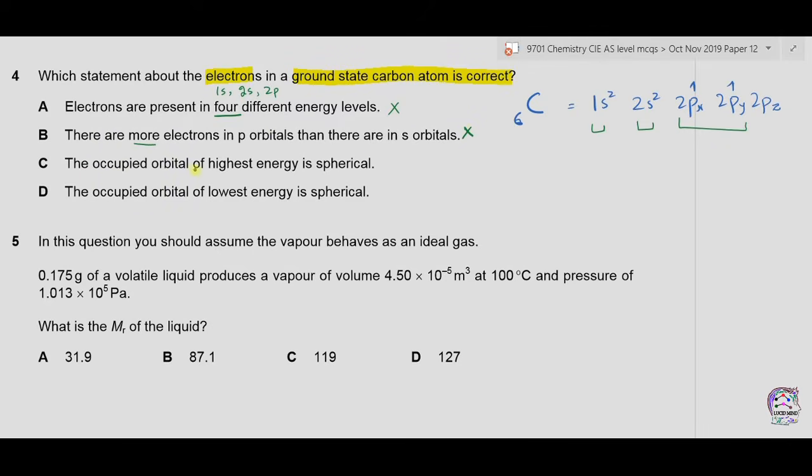C. The occupied orbital of highest energy is spherical. Now the occupied orbital of highest energy is p and the shape of p is dumbbell. It is the s orbital which is spherical in shape. So therefore this is also incorrect. D. The occupied orbital of lowest energy is spherical. As we can see that the lowest energy is 1s and s is spherical in shape. So D is correct. Therefore the answer is D.